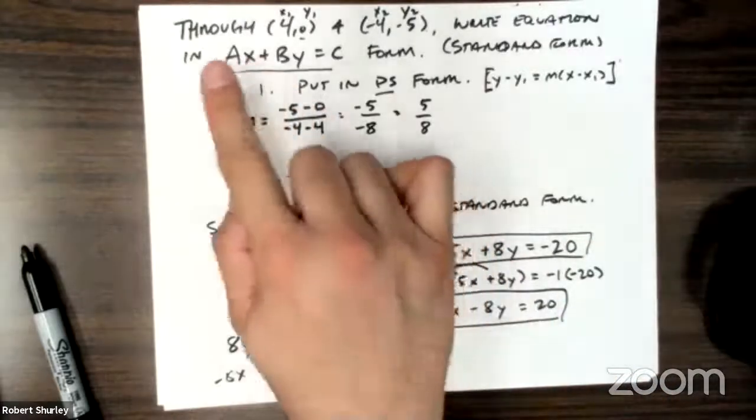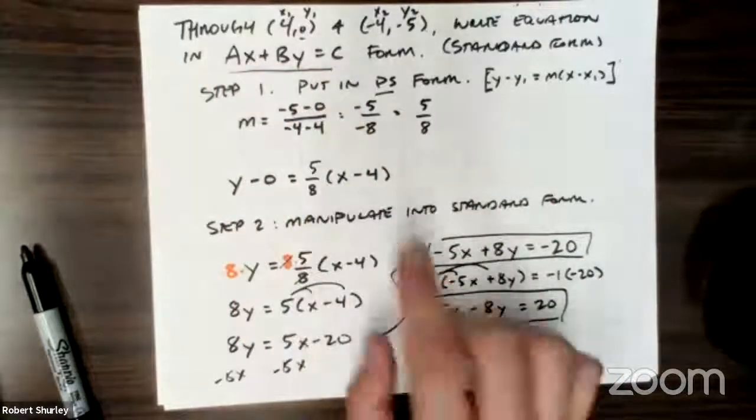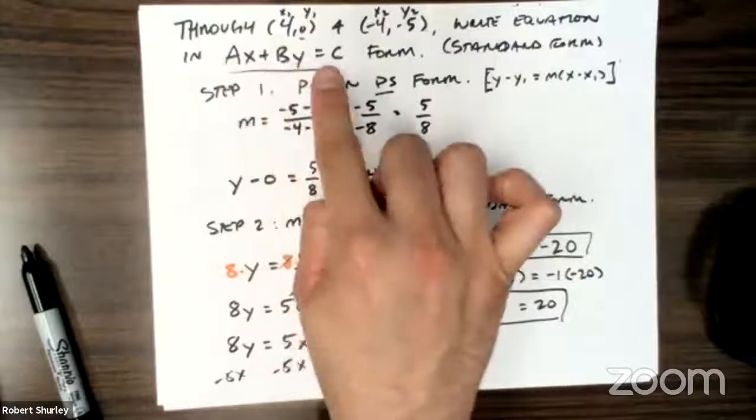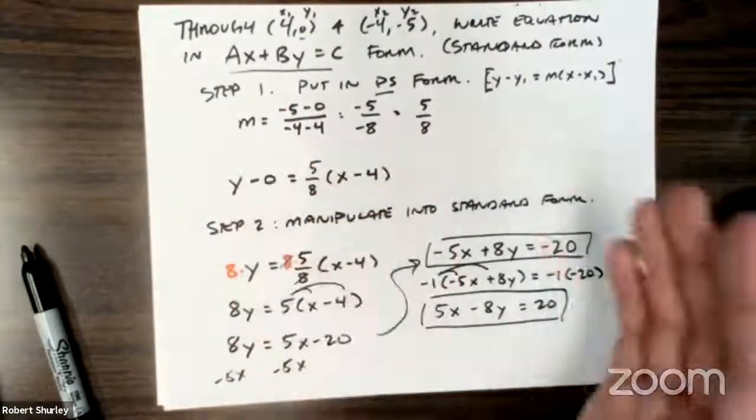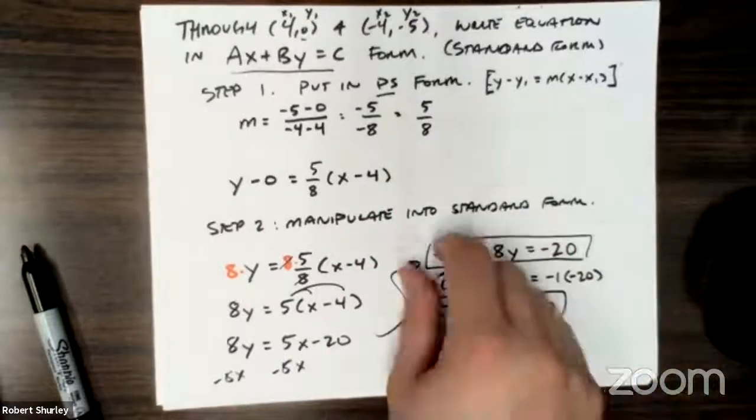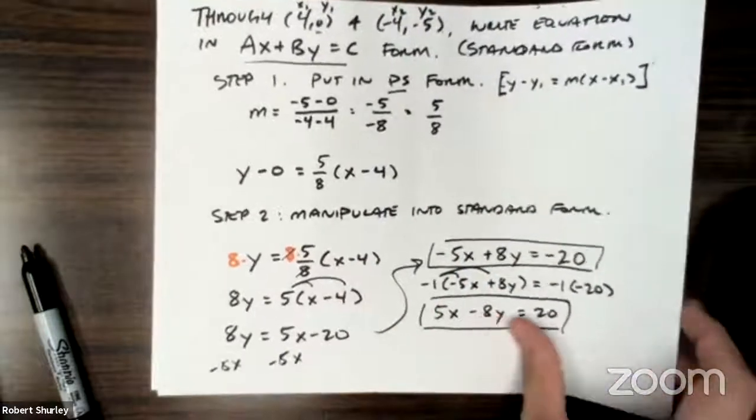So it depends on what the question's asking here. Is it asking us to go into standard form for this one, or is it asking us to go into slope-intercept? We'll do that here in a minute. Let's do one more of these, and then I'll ask you if you have any questions so we can let this soak in a little bit. I'm going to steal one from the book, actually.